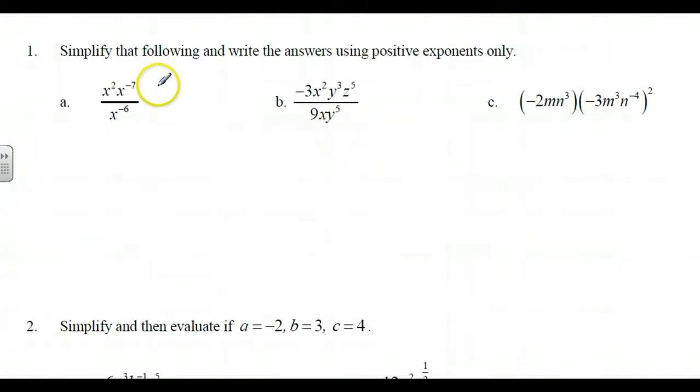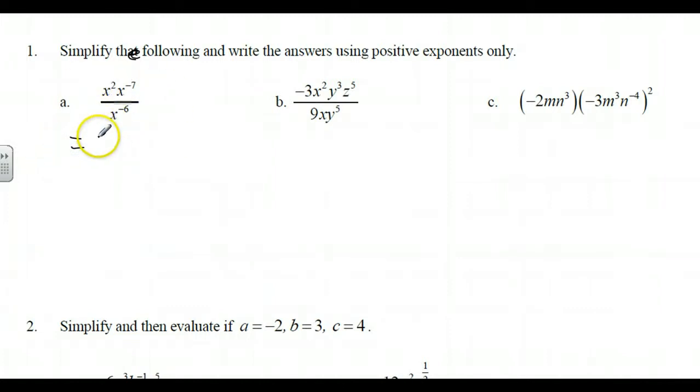Simplify that following. Oh my God. It should be simplify the following. Oh well, it's already gone off to the printer. And write the answers using positive exponents only.